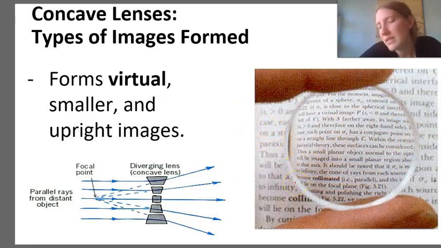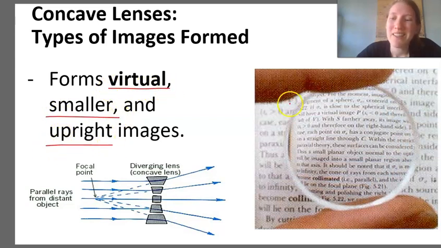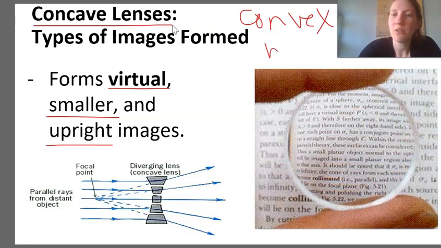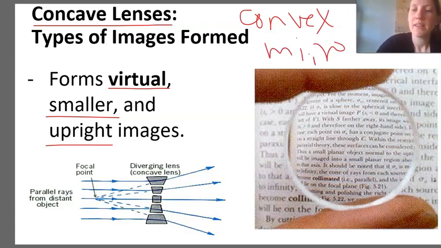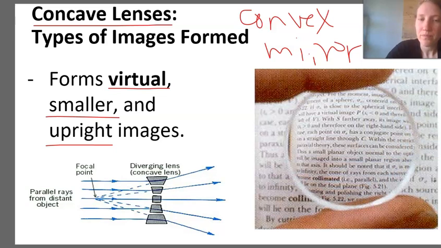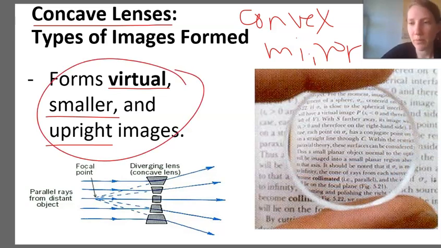If you were to look through one of these concave lenses, it's like a demagnifying glass. It would make things smaller. Okay, it does form virtual, smaller, and upright images. These concave lenses act like a convex mirror in the sense that they will always form the same type of image. They will always form a smaller, upright, virtual image, just like a convex mirror does.